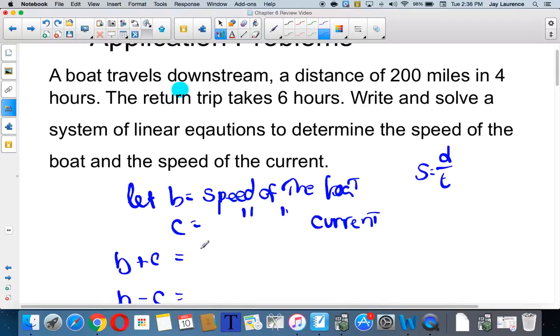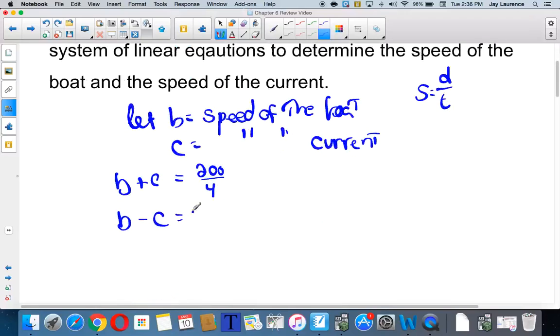All right, well, the distance is 200. And the time downstream is 4 hours. And then on this one, the distance is 200. And the time is 6 hours. So, simplifying those fractions, I got b plus c equals 50. And then I have b minus c, and that's going to equal like 36.